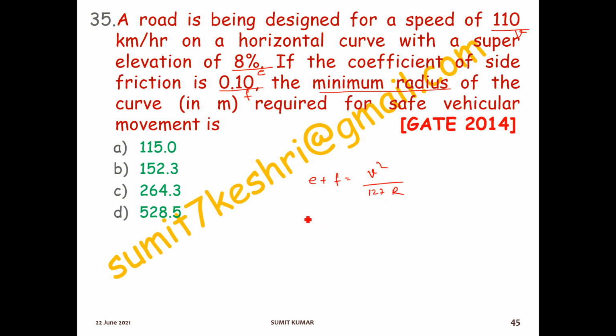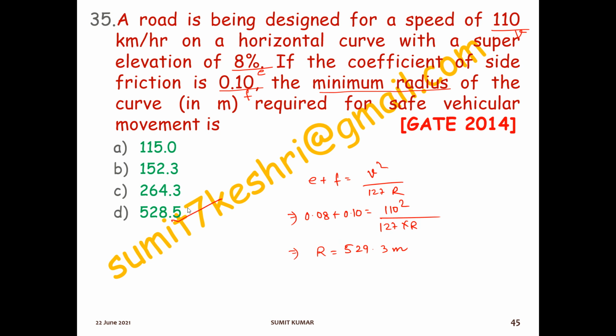Okay, so here the value of E is given as 8%, that is 0.08. F value is given as 0.10. V, the value of velocity, is how much? 110 divided by 127 into radius. Again, solve this equation and you will get the value of R. Calculate it. It comes as 529.3 meter.